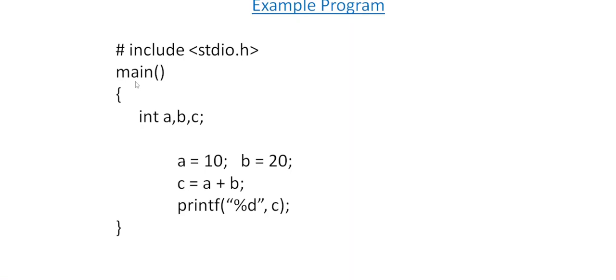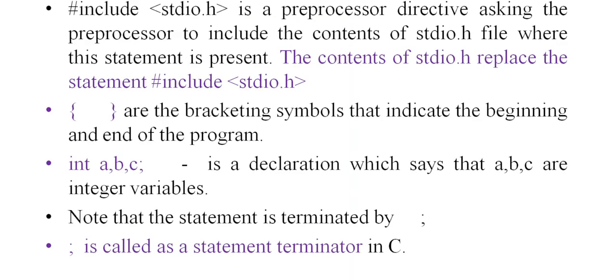Main is the name of the function. So any C program will always contain this main, followed by the empty parentheses. You can pass parameters also, that we'll see later. You can see here, these are the bracketing symbols. These are declarative statements and these are the statements which have some effect. So: preprocessor directives, followed by main, bracketing symbols, declarative statements, executable statements. These are the parts of this example C program.